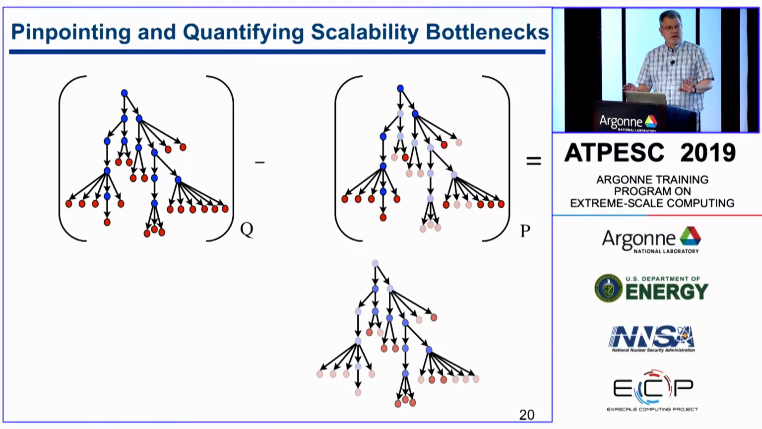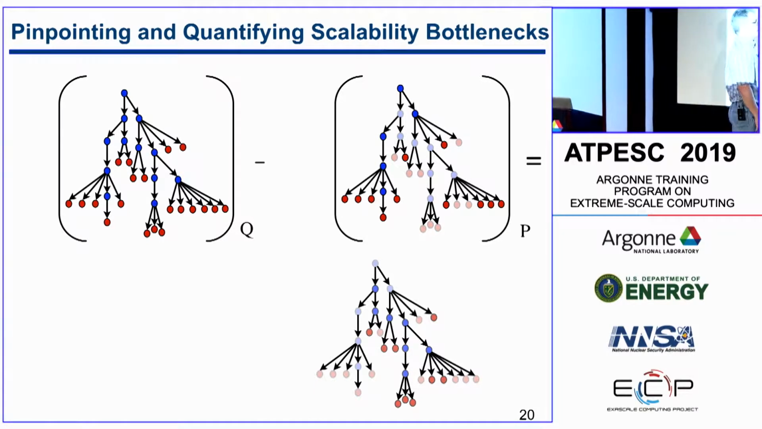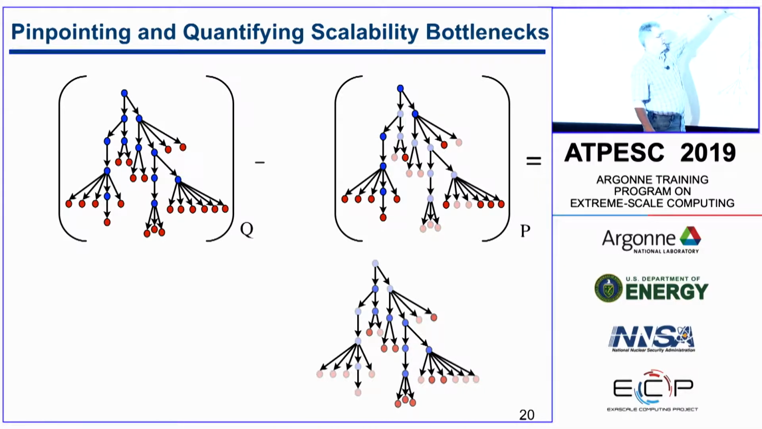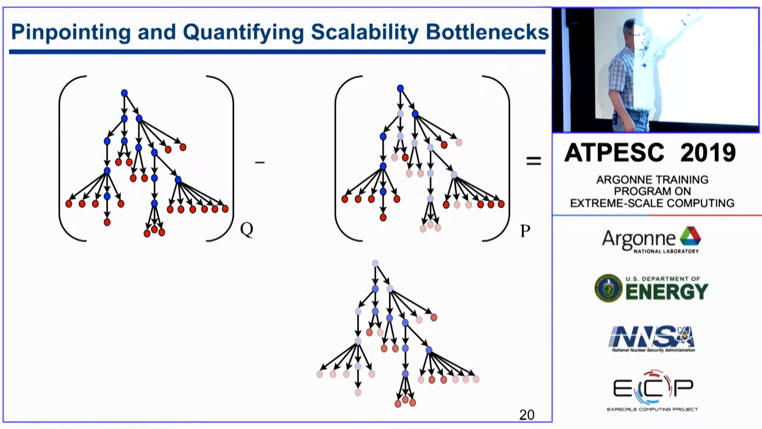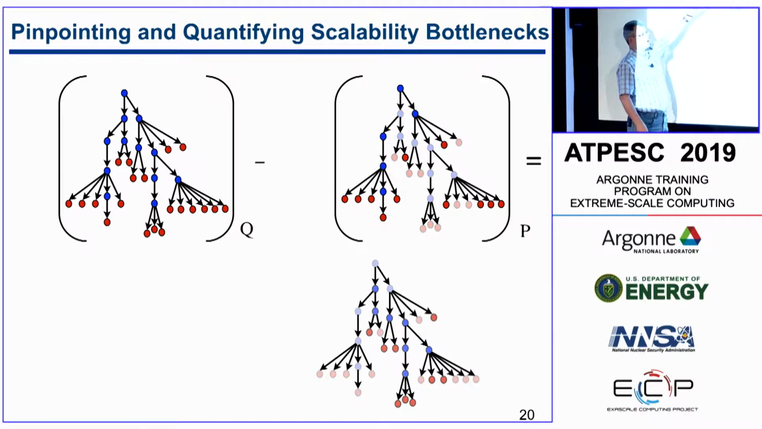So conceptually, how does this work? Let's say that I run something on 256 cores. I've got my calling context tree, and the intensity of the colors here indicates how much cost I've incurred in each one of these contexts. And then I run it on a larger number of cores. I have a different distribution of costs on this larger number of cores, because maybe I'm spending more time communicating or something like that.